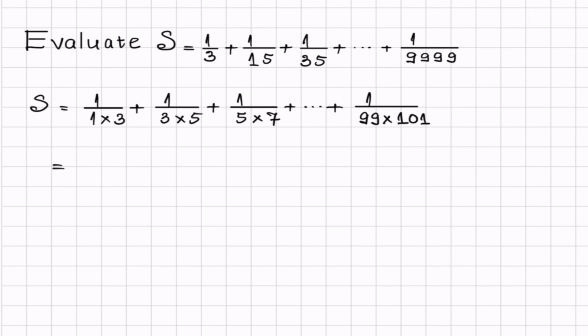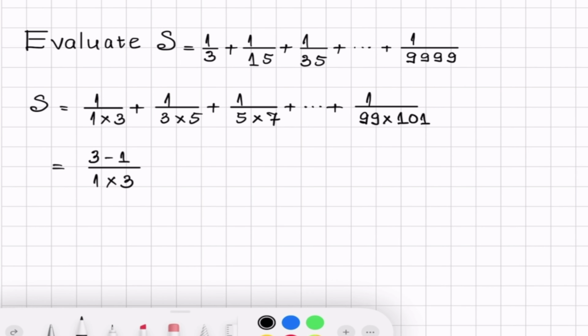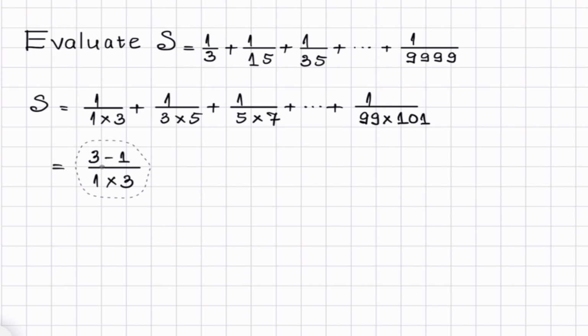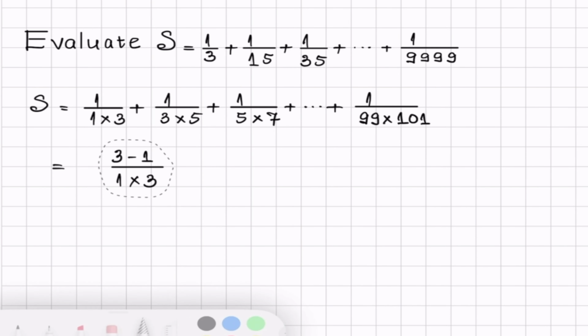Okay, so the next trick is that we have to break each fraction. The first fraction can be written as (3 minus 1)/(1 times 3). So let's look at the numerator here. We get 3 minus 1, which is equal to 2. So how do we make it equivalent to the first fraction? Then we have to multiply with 1/2, okay, and then plus.